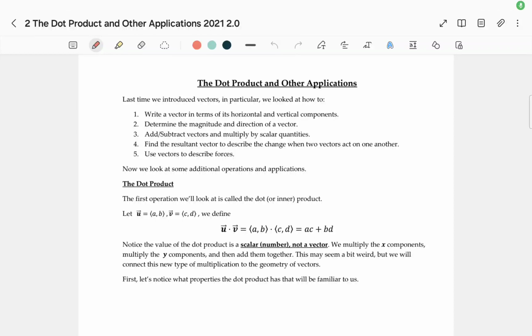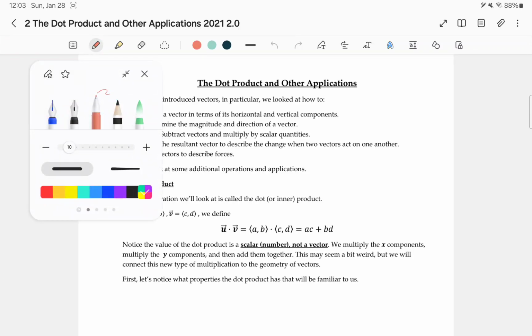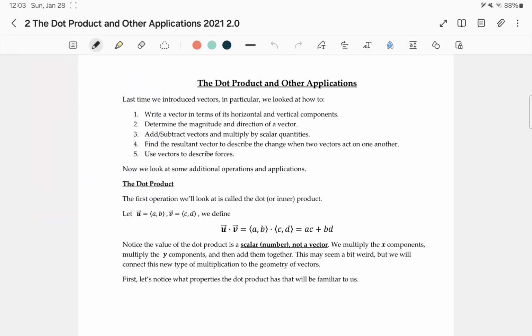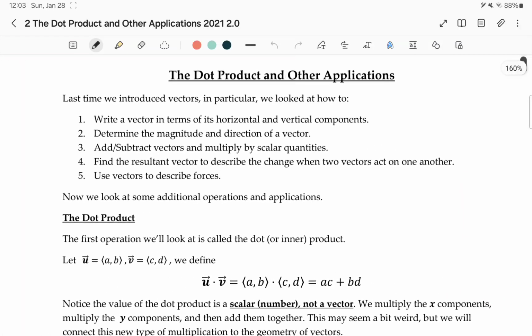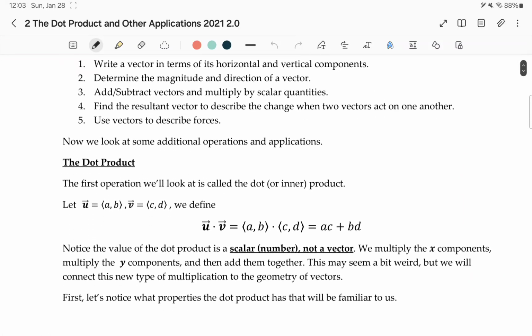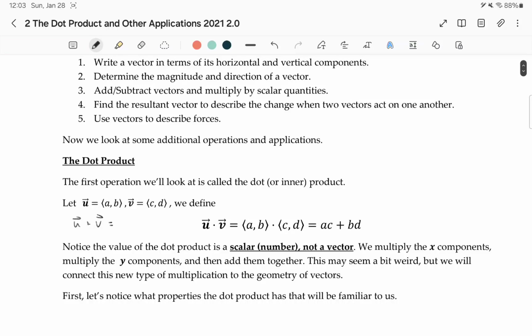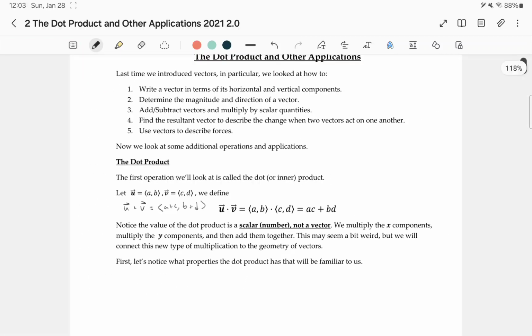Alright, this is just going to be a video on the dot product and how to use it. If you do remember from earlier, we have some things that we can do with vectors, and the dot product is a sort of multiplication of vectors. We can add vectors. Let's say we have this u vector plus a v vector. This is pretty easy. You just take their components, and this will be a plus c and then b plus d, right? And you can subtract.